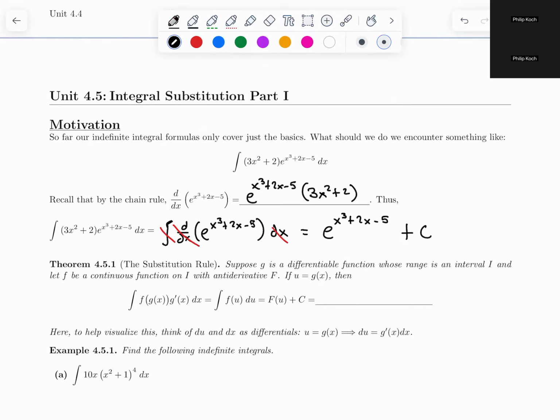So just to recap real quick, because that does seem weird at first. The original integrand turns out to be the derivative of this function, e to the x cubed plus 2x minus 5. So instead of writing it as the integral of what I had originally, I can write it as the integral of the derivative of e to the x cubed plus 2x minus 5. The integral and the derivative cancel each other out, and we just get the function on the inside. Now that was nice and nifty, but how do I know how to do that in general? How do I know what to do in that case?